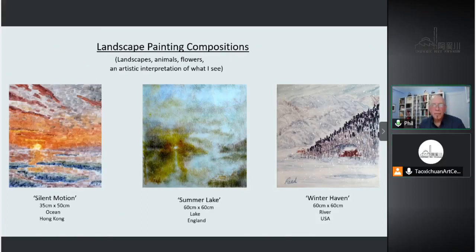Oh, I'm sorry, Lisa. I was just going to mention that on the left, the painting was my observations of a sunset over the ocean of Hong Kong. In the middle was the shimmering midsummer evening as I watched the sunset on a summer lake in England. And on the right is the Winter Haven, a cool composition observed in New York City on the Hudson River during the midwinter.